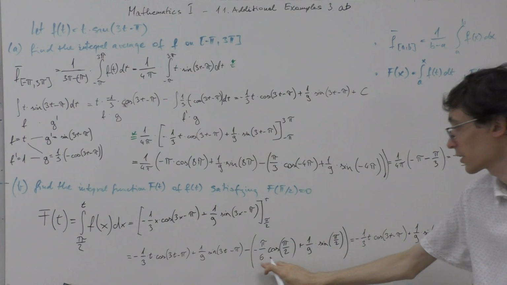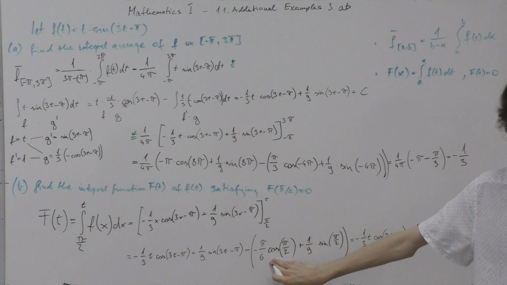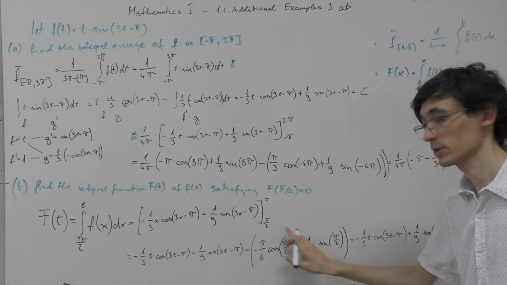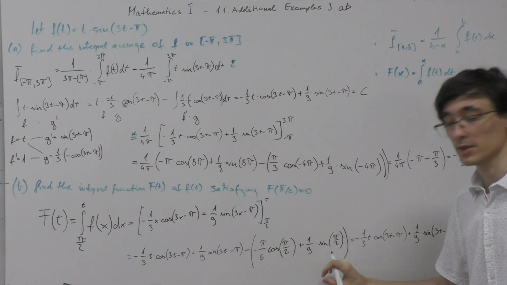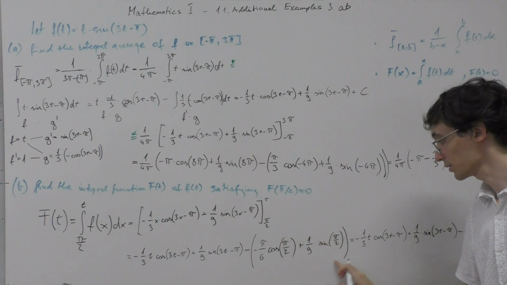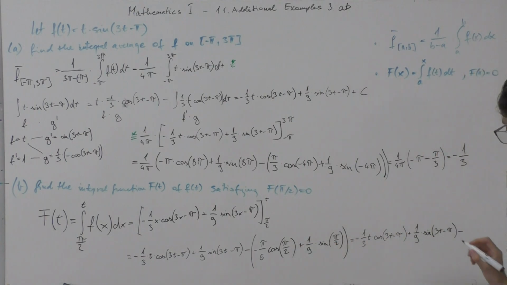minus, and here we can see that we have cosine of pi half, which is 0, so this term is 0, and we have here the sine of pi half, which is 1, so this term is going to be 1 over 9, so we have to subtract 1 over 9. Now we are done with the exercise.